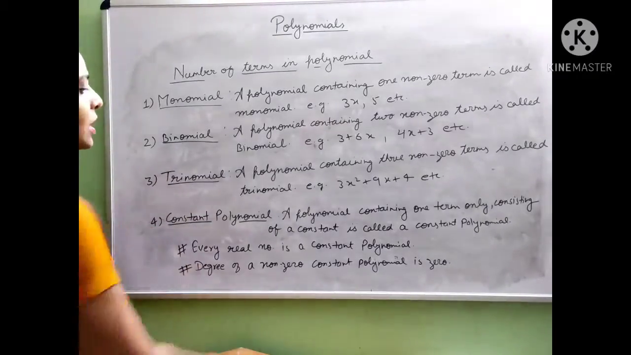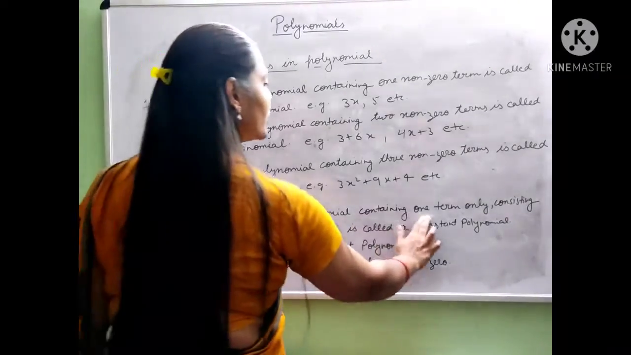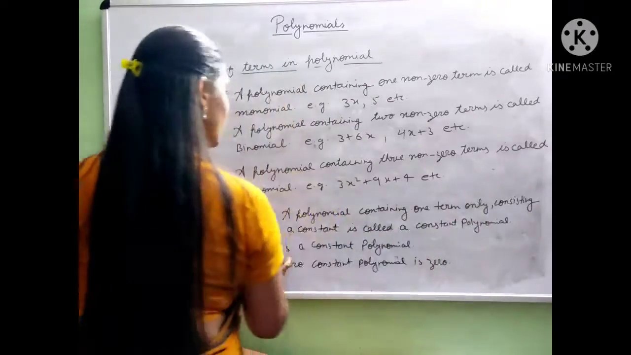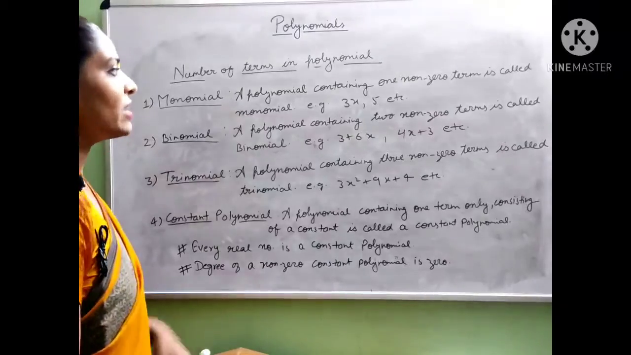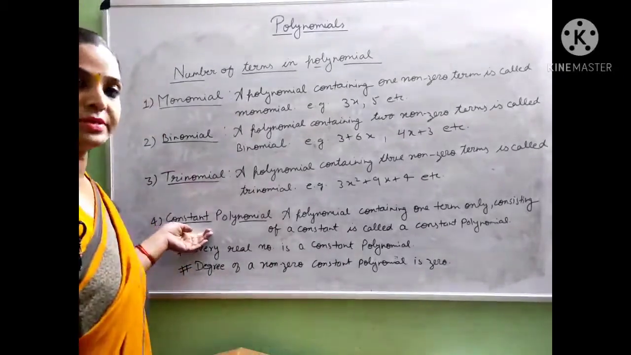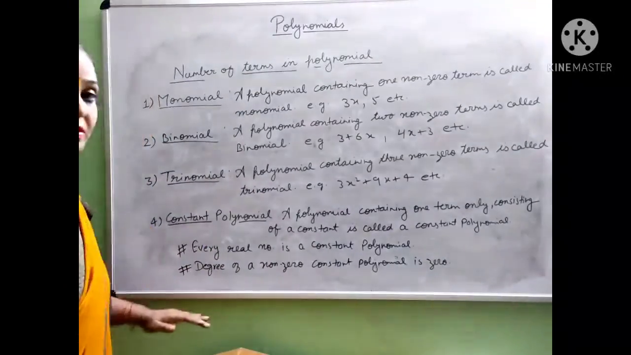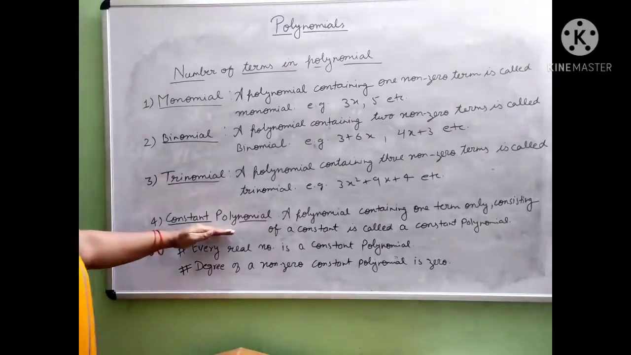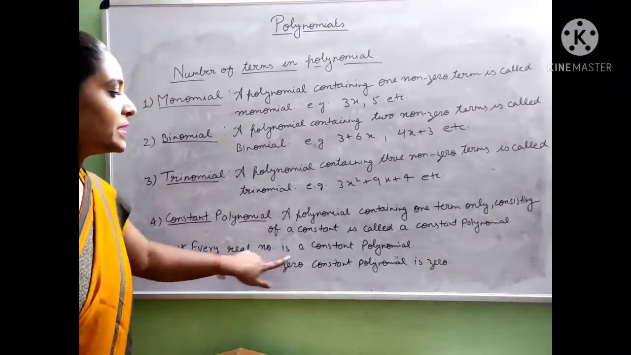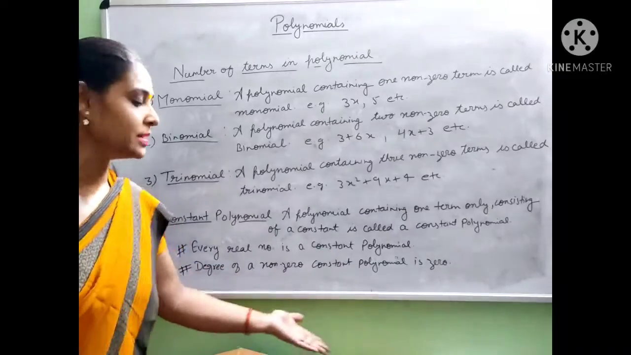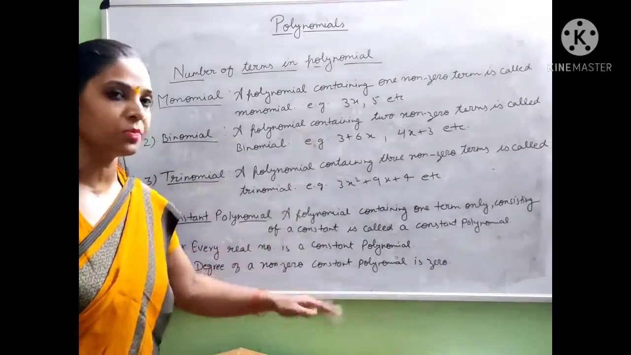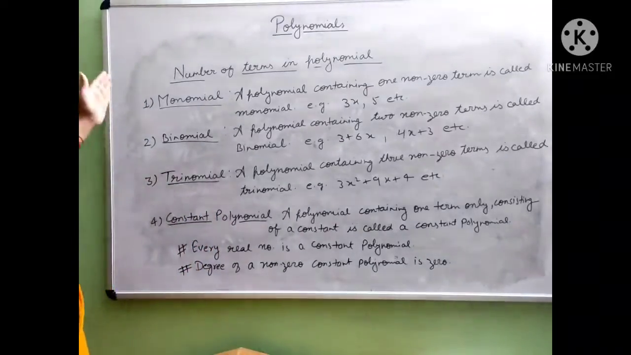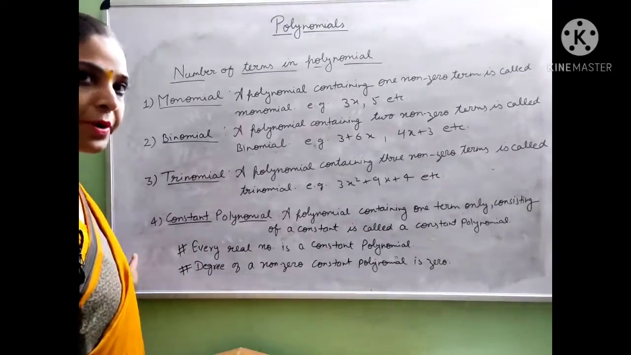Constant polynomial. A polynomial containing one term only, consisting of a constant, is called a constant polynomial. So every number is a constant polynomial. There are two remarks for constant polynomials. First, every real number is a constant polynomial, as I said earlier. Second, the degree of a non-zero constant polynomial is 0. So these are the things we have to remember.